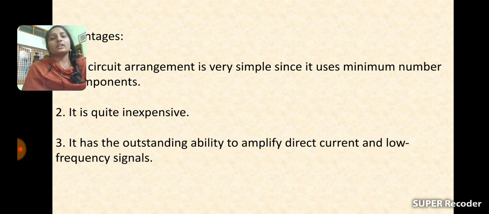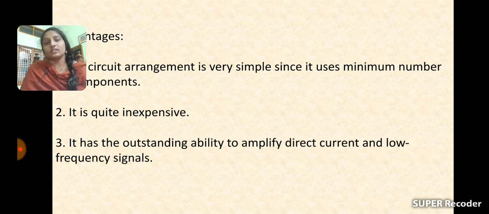Coming to the advantages, as I already said, the circuit becomes very simple. Why? Because there are no transformers, no resistors, no coupling capacitors; only transistors and single resistors are there. So the circuit becomes very simple and uses a minimum number of components, only transistors and resistors. The cost is also very low, so the circuit becomes quite inexpensive.